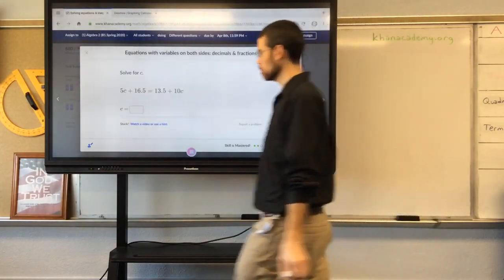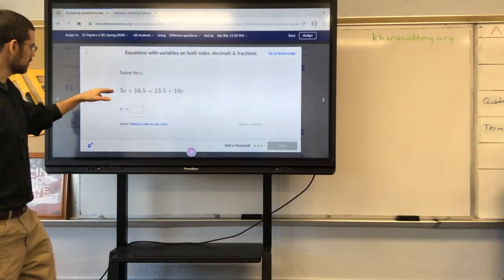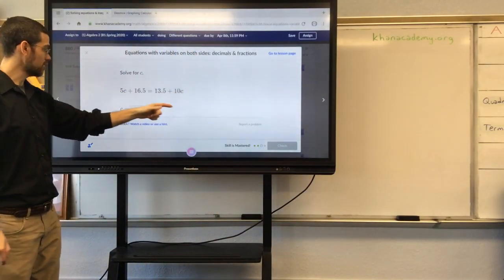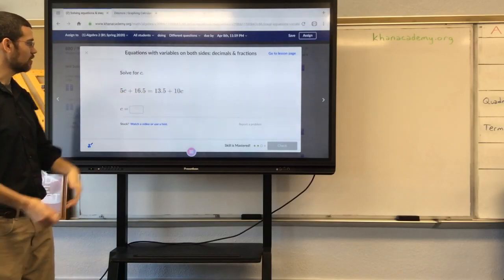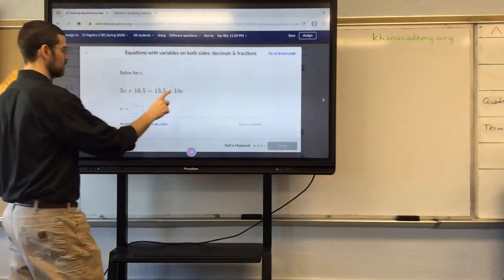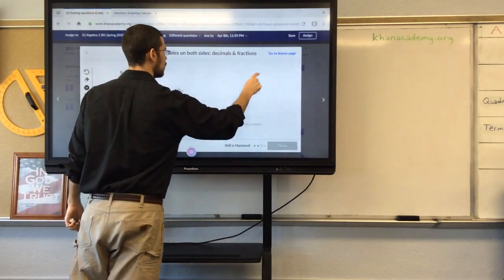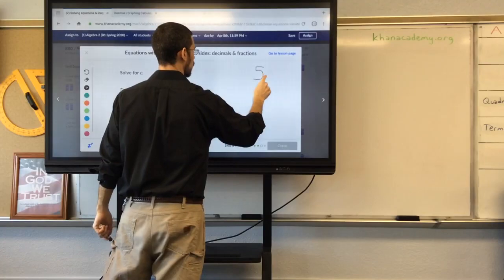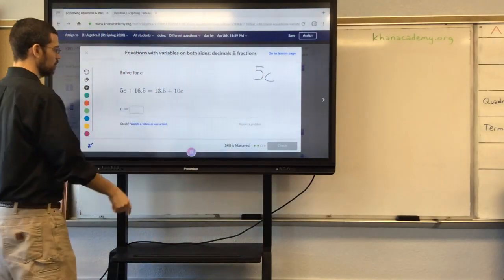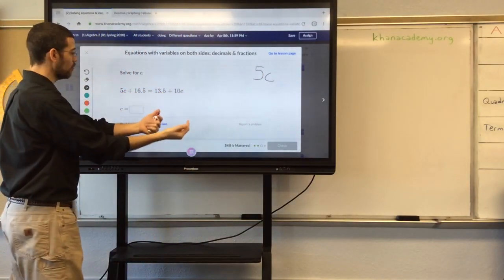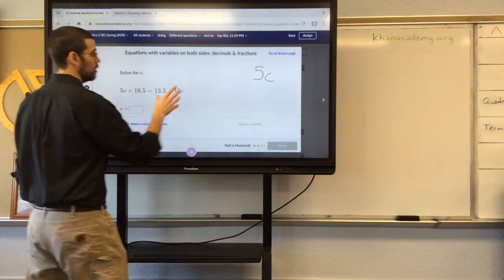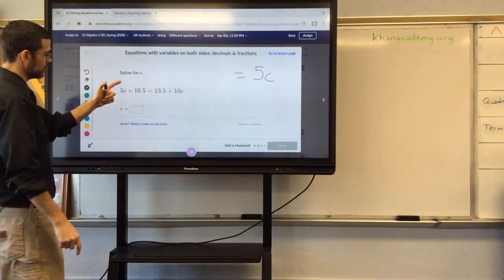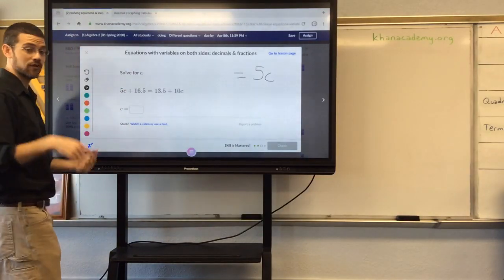Solve for c. Okay. There's 5 c's on this side, 10 c's on that side. Let's put all the c's where they'll be positive. So 10c minus 5c is 5c. 13.5c on the right side of the equation. If we take the 13.5 away from both sides of the equation, it won't be on the right anymore. And we'll be left with 16.5 minus 13.5, which is 3.